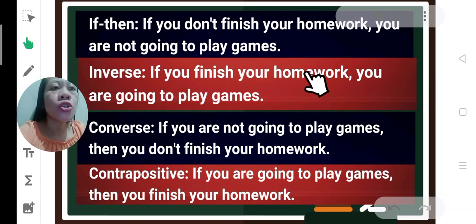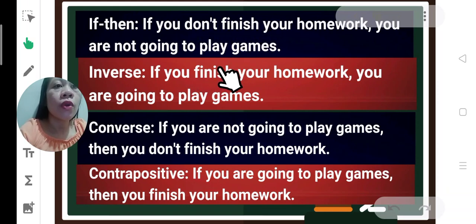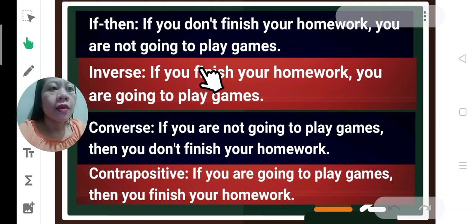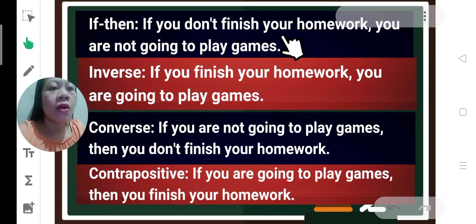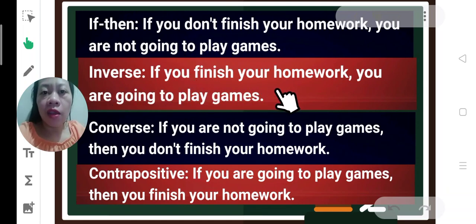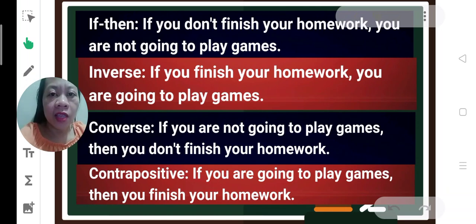If you finish your homework. So this one, don't finish, becomes finish. We just delete the don't to have the opposite form. And then for the conclusion, you are not going to play games in the original statement becomes, you are going to play games in the inverse form. So just give the opposite of the hypothesis and the conclusion in the original if-then statement or conditional statement.